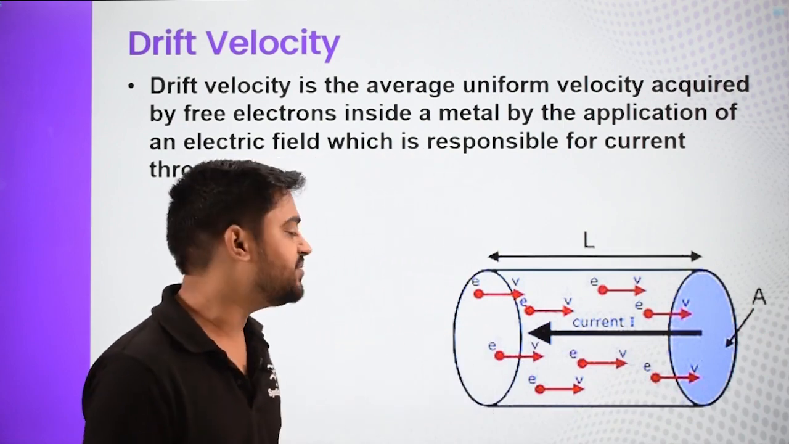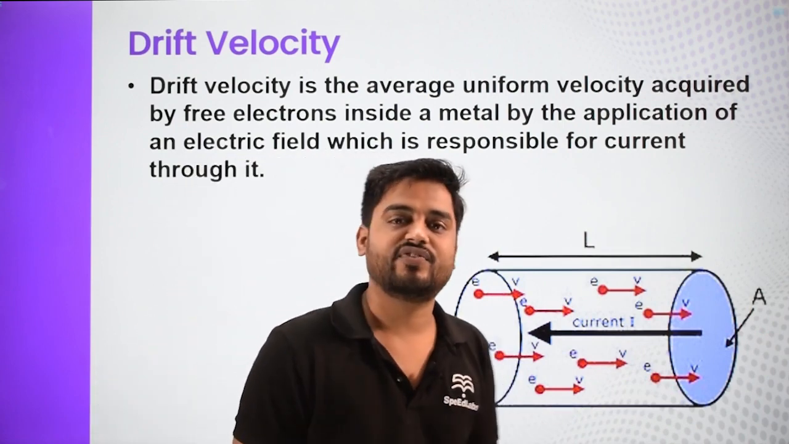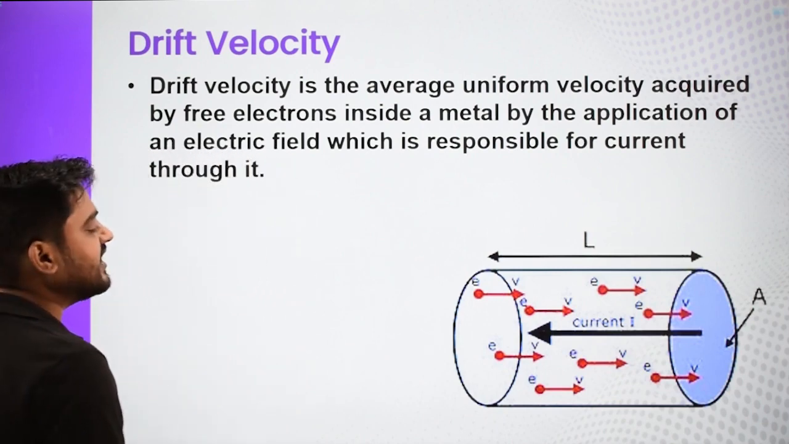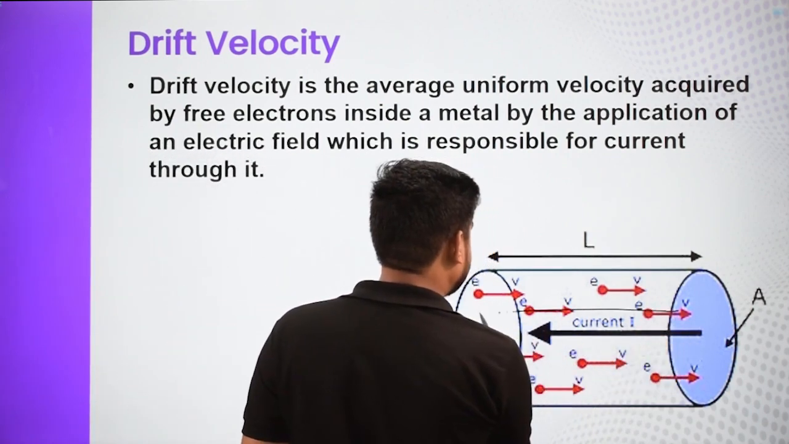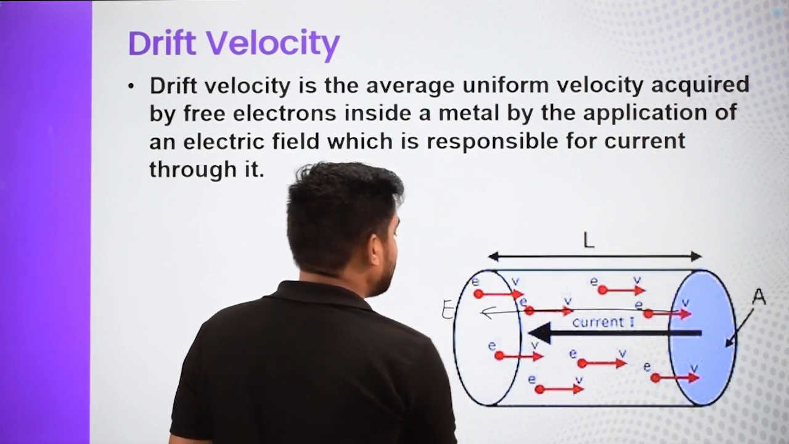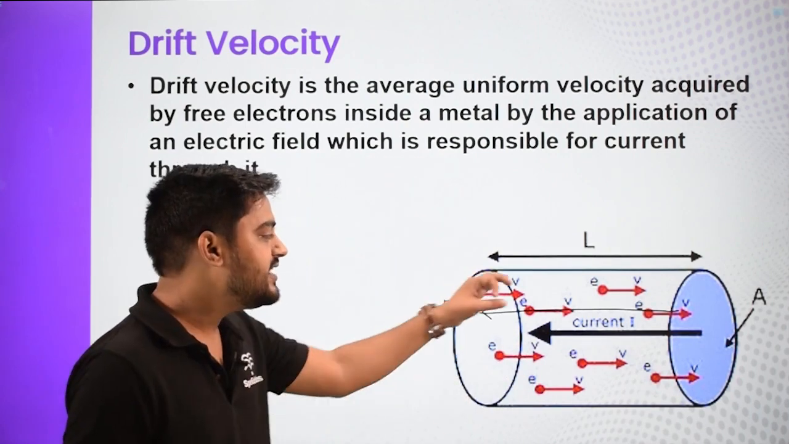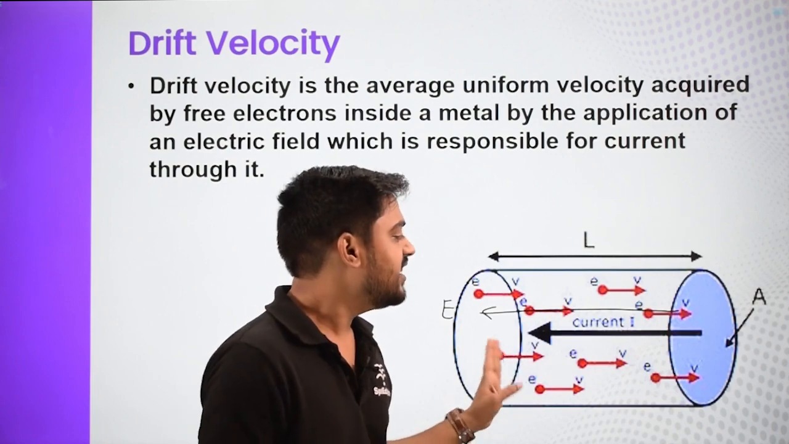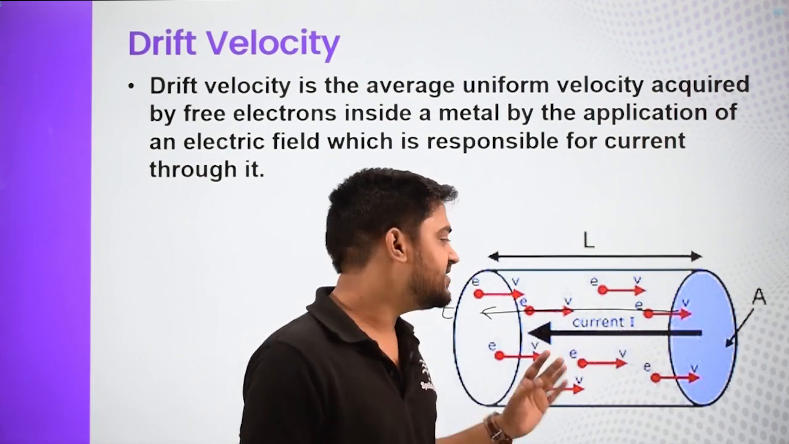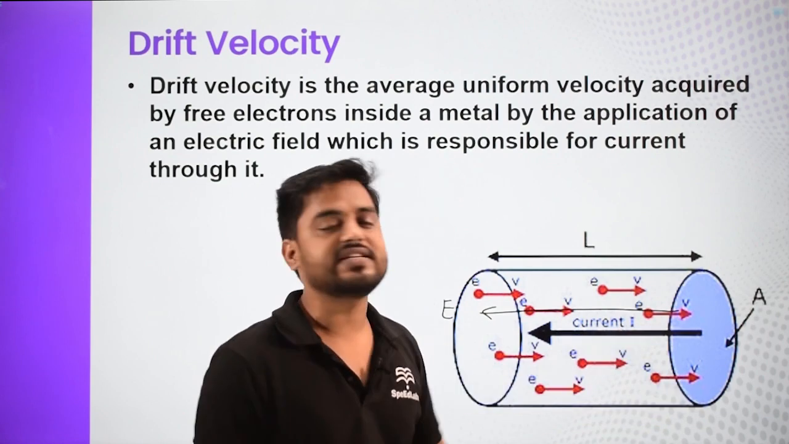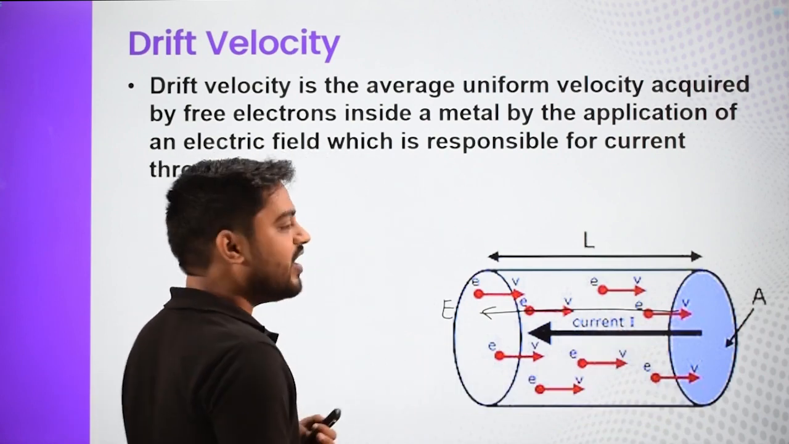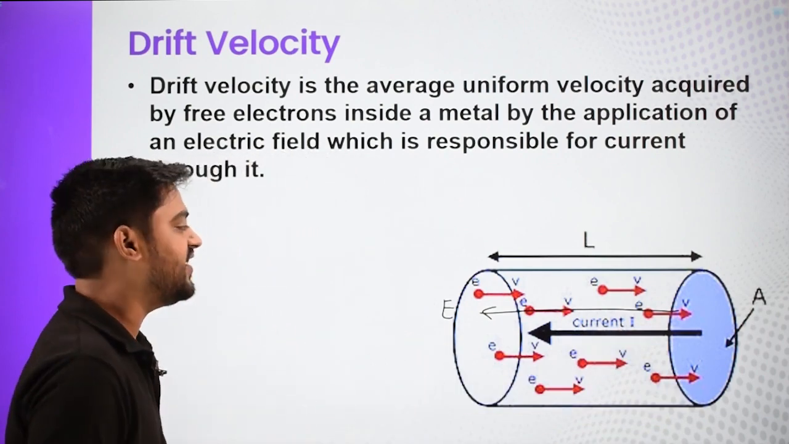And who is responsible to make them move? The electric field. So when we apply an electric field across this conductor, for example like this, due to this electric field all these electrons will experience force in this direction. So I am assuming they are moving with a uniform velocity, and that uniform velocity is small v, or you can call it Vd. Vd stands for drift velocity.